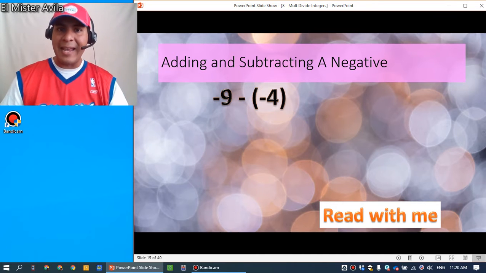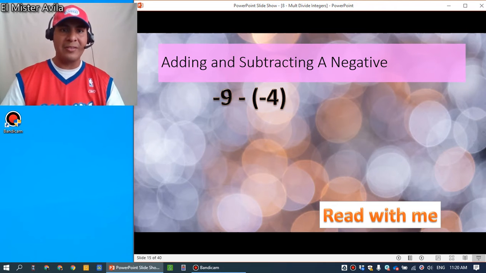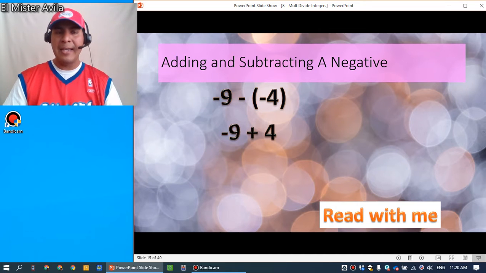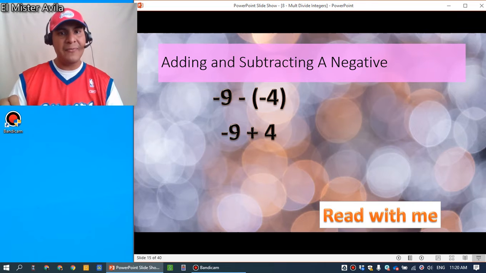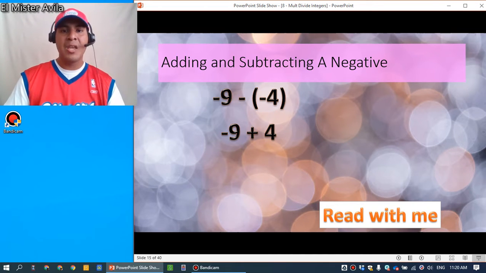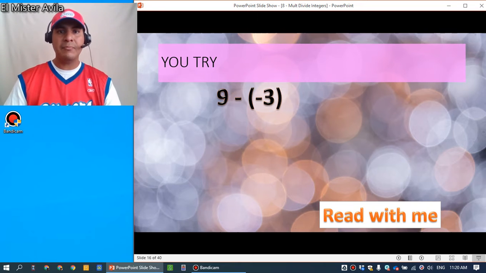Read this one. This says negative 9 minus negative 4. We're subtracting a negative, so that's going to be equivalent to addition: negative 9 plus 4. Here, as I showed in the previous video, 9 negatives, 4 positives. The 4 positives eliminate, and we're left over with 5 negatives. So we end up here with -5. Again, we're also applying the rule that when we have different signs, we subtract and we take the sign of the bigger number.